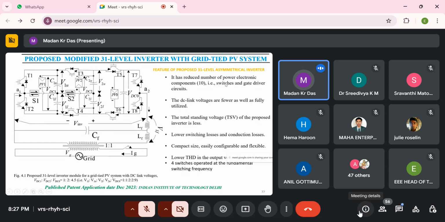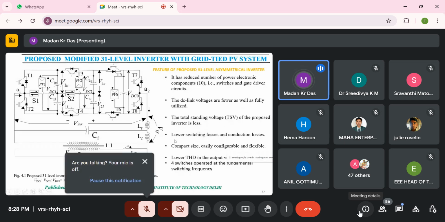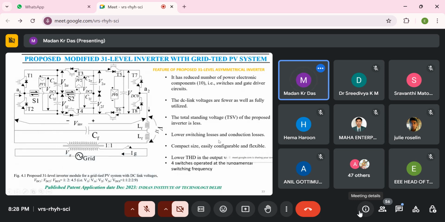So in this inverter, some key points: it has a reduced number of power electronics components, switches and gate pulses. The DC link voltage sources are few and fully utilized, meaning all switches are fully used. The total standing voltage is less, with lower switching losses and conduction losses, meaning fewer switches are used so losses are also less, and the size is compact. It is an easily reconfigurable type of inverter, meaning switches can be reconfigured, with lower THD, and 4 switches operate at a time, meaning in this inverter 4 switches are on at a time.